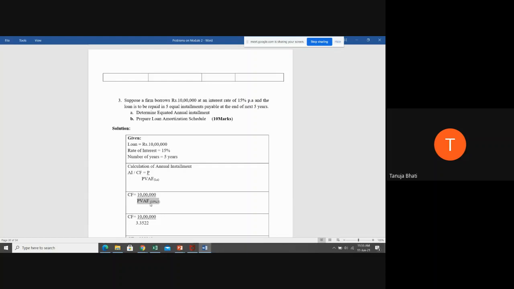Table number 4. Table number 2. Table number 4 is the correct answer. If anyone has said table number 2, can you tell me why you would use table number 2? What is the reason?